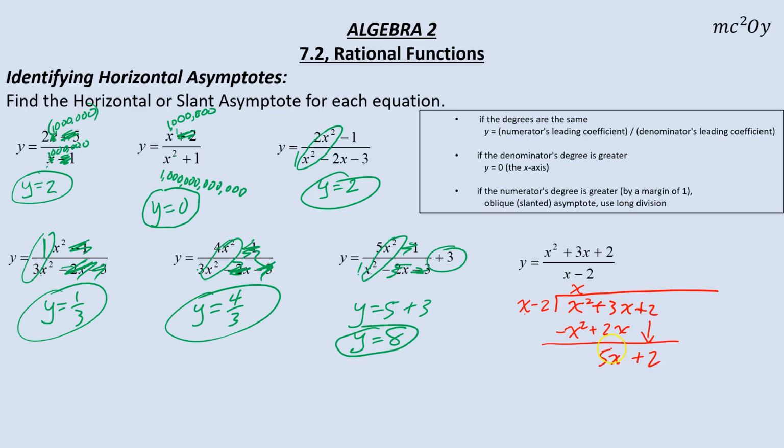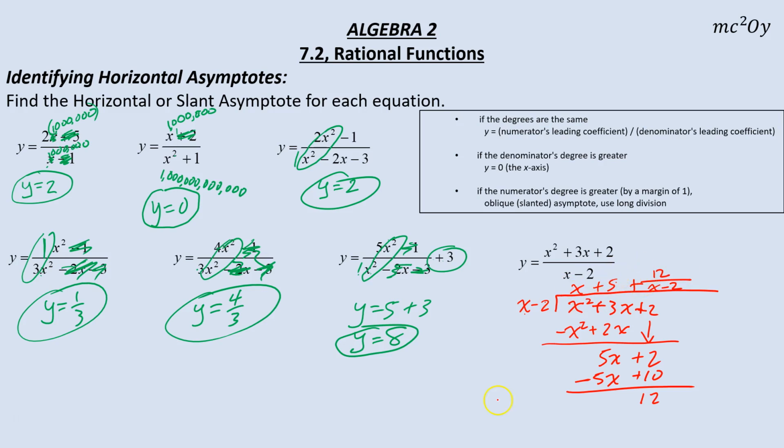Bring down that 2. x times what is 5x? Well, that is 5. 5 times x is 5x. 5 times negative 2 is negative 10. We subtract, which means we add the opposites. We flip the sign, so we get 12. So we have a remainder of 12, so we go plus 12 over x minus 2. Now, when we did polynomial long division earlier this year and we put it in this format, it just seemed kind of like, oh, whoop-de-doo. Well, notice this up here now.